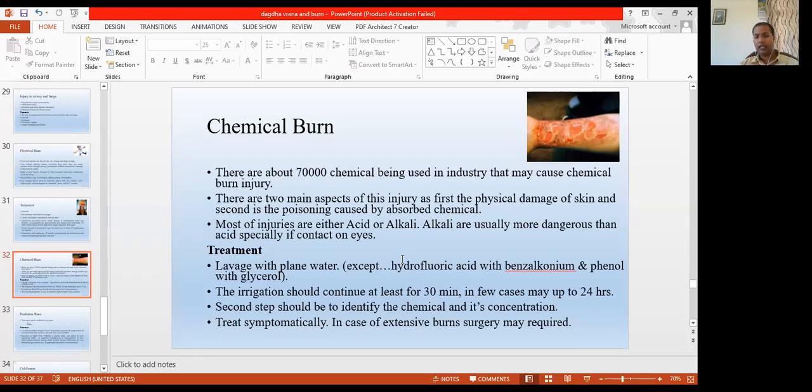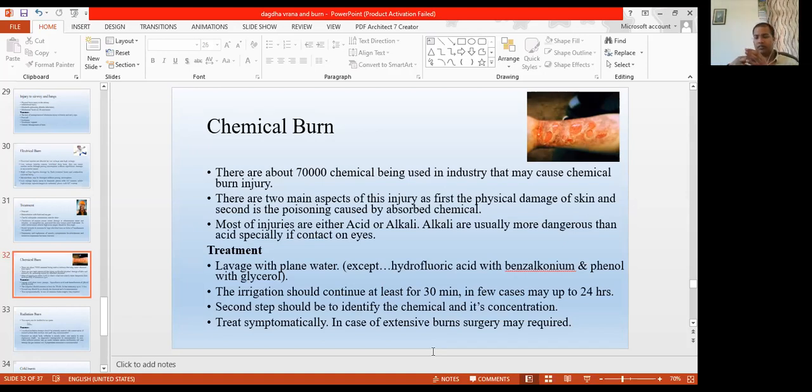Okay, so acid burn and alkali burn, both are dangerous, especially if they contact the eyes and the soft organs. So the treatment constitutes lavage with plain water. When you have a burn patient, and the patient has a chemical burn, you see that the patient has had contact with corrosive materials, acid or base, then you start to wash that part with water.